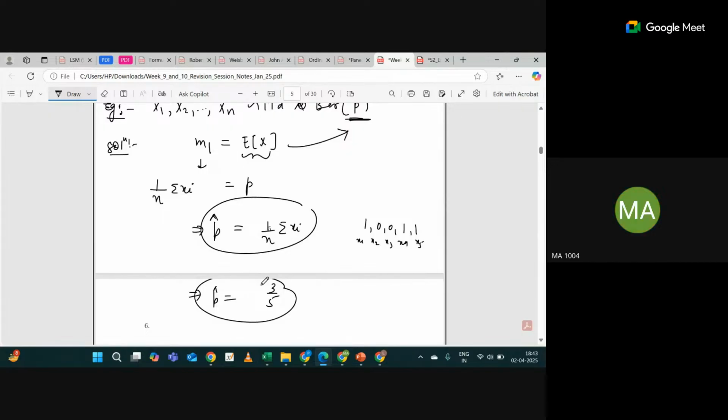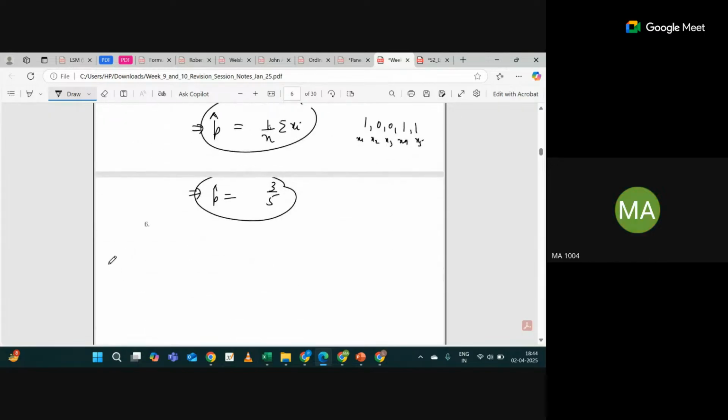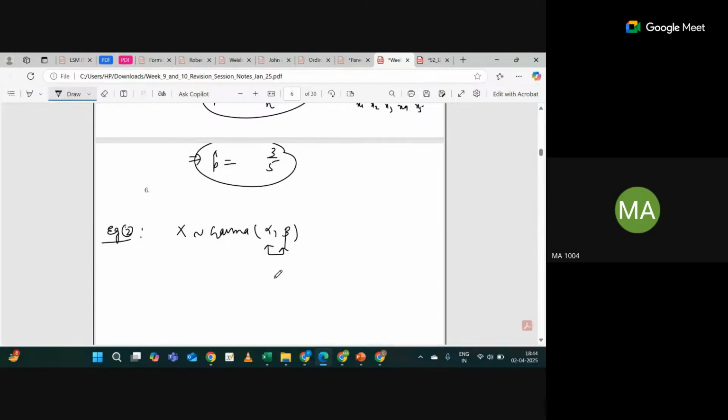Now this is for one parameter. If you have, let's say, a two parameter family, let's say gamma. I'm saying x follows a gamma distribution with parameters alpha and beta, and both are unknown. We have to estimate them. Then how? If you have two unknown quantities, as I told you, we need two equations. So I will take m1 equal to the expected value of x and m2 equal to the expected value of x square. And what is the expected value of x in the case of gamma distribution? This is alpha by beta.